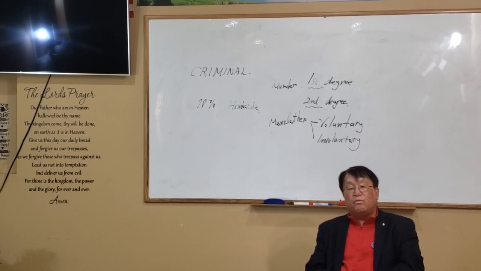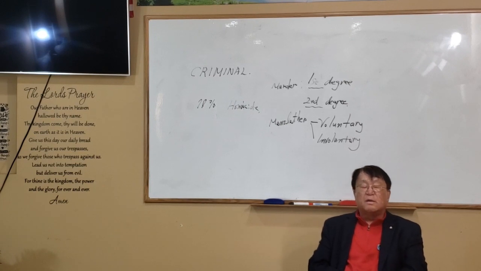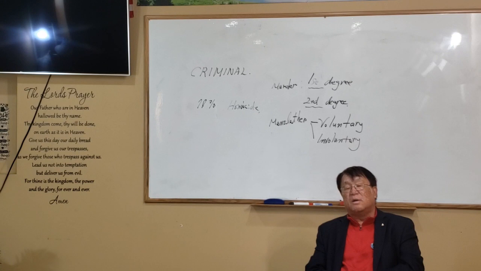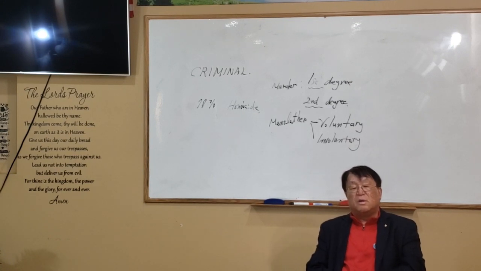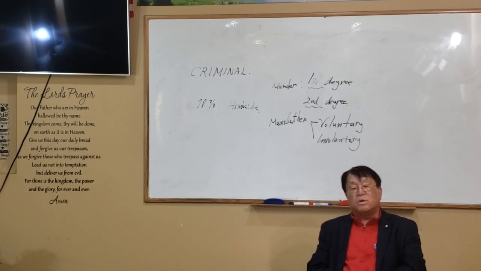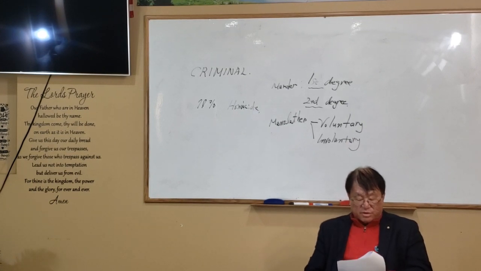Within 1 year, that is murder. After 1 year, that's not murder. That's the time limitation, 1 year and 1 day. Within 1 year and 1 day, if he dies, that's murder. Over 1 year and 1 day, that's not murder. That's important also.